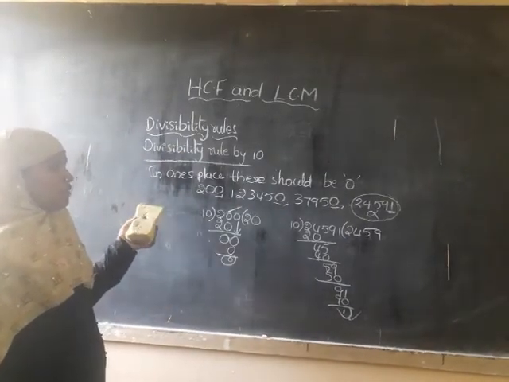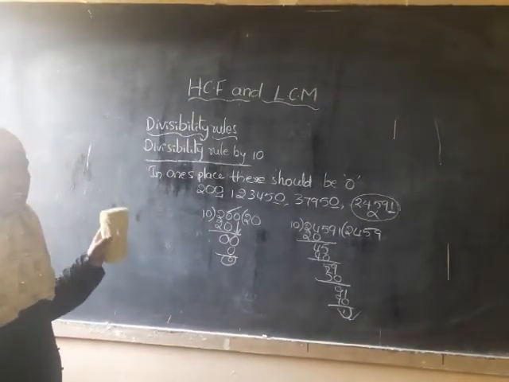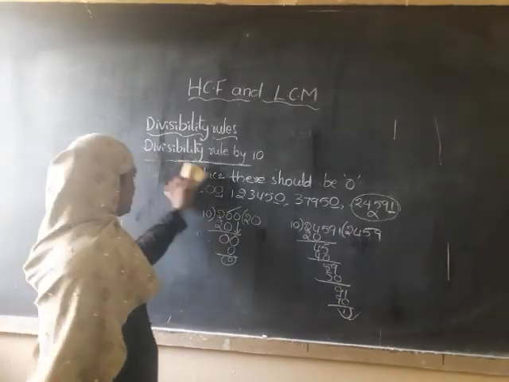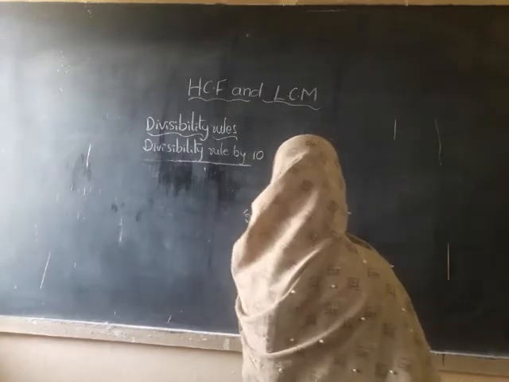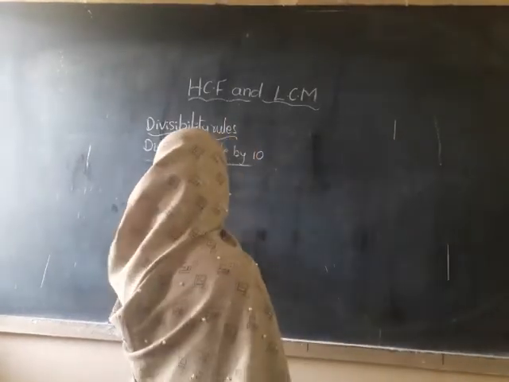So the divisibility rule by 10 is nothing but there should be 0 in the ones place. Then only it satisfies the divisibility rule by 10.